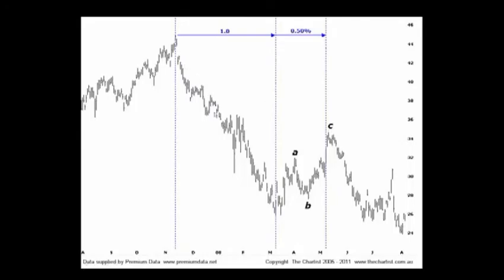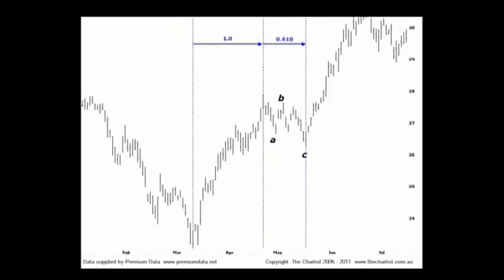So we measure the move down in terms of business days, not calendar days, and measure the move back up in business days, not calendar days, and we get this time extension. It's exactly the same, and again we use the exact same measurements as we do for price retracements. So we're using 38.2%, 50%, and 61.8%. They're the key 3 retracement levels in both time and price.